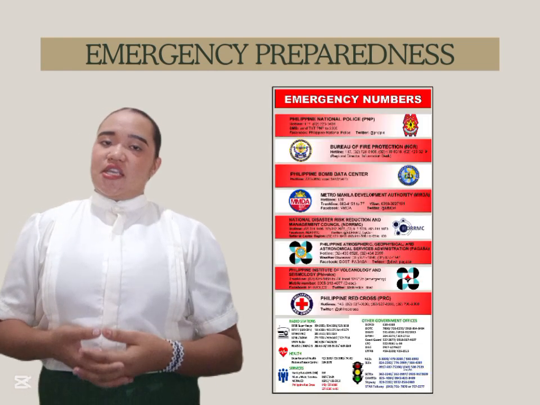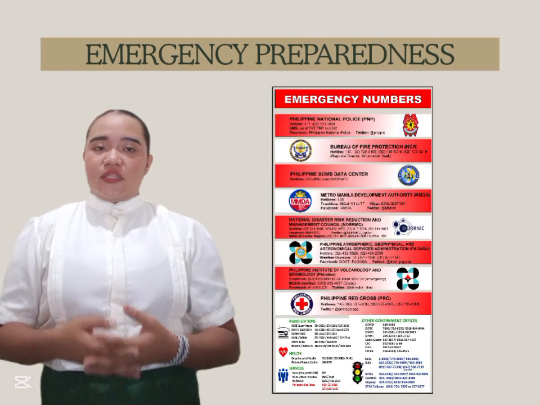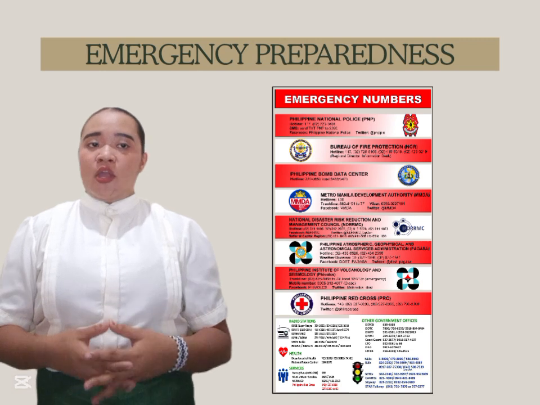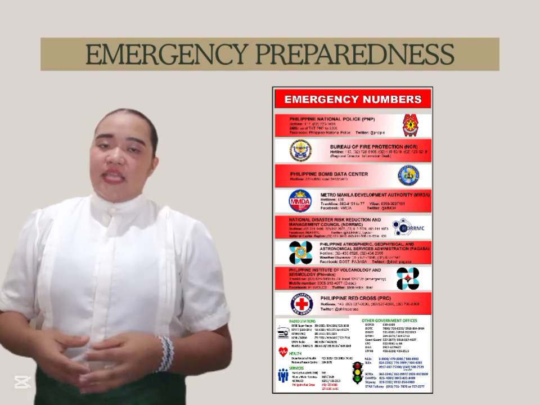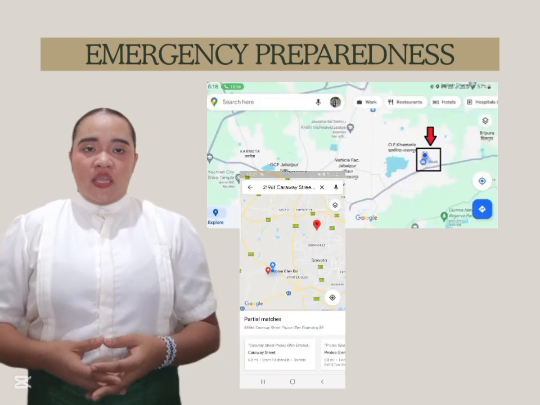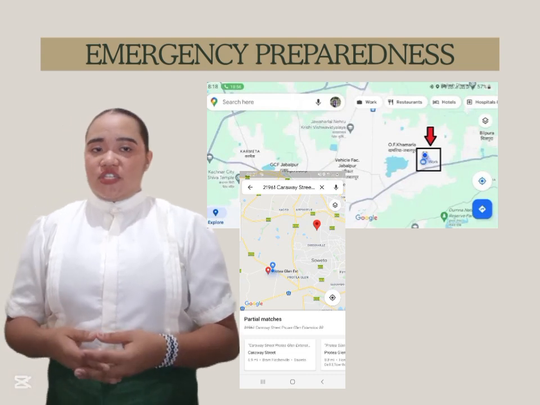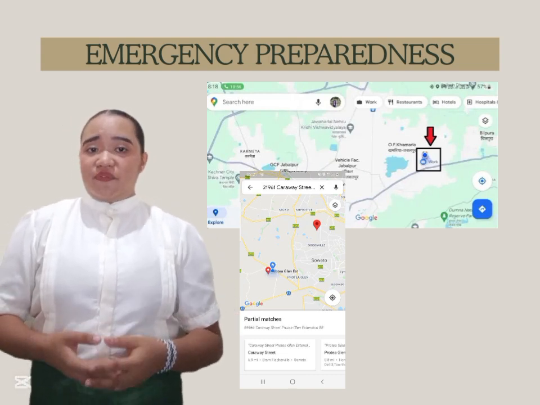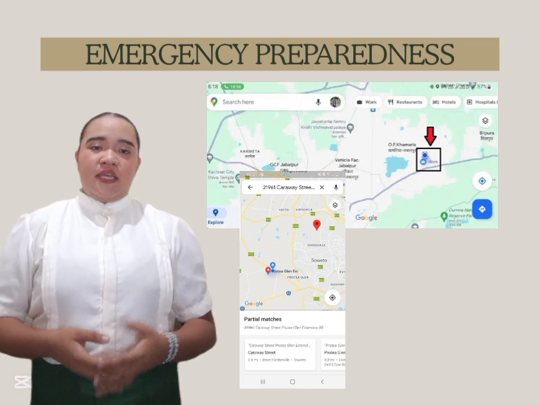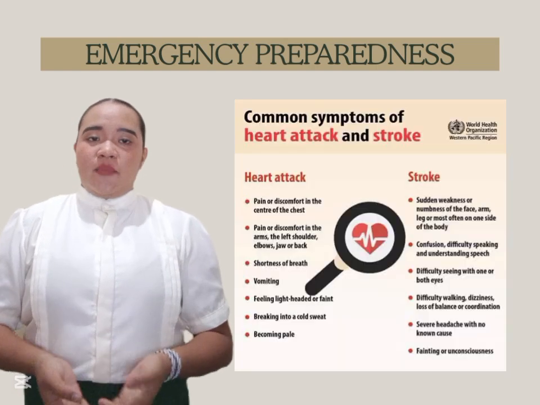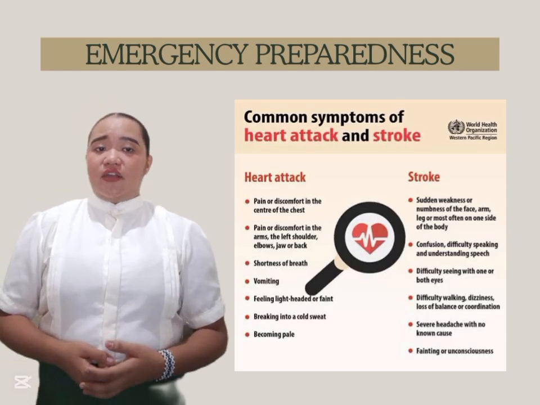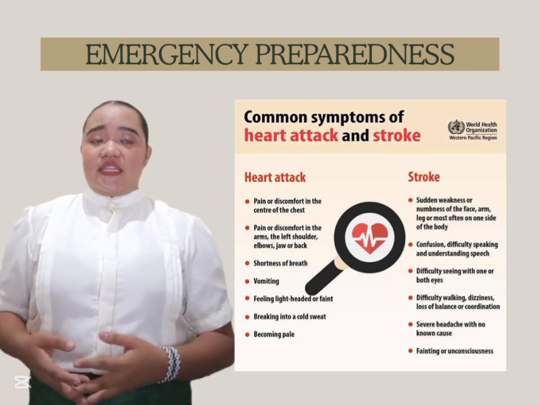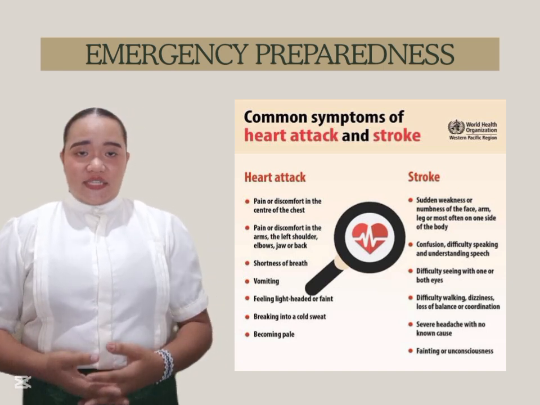Next is the emergency contacts. Always carry a phone with emergency contacts programmed or have them written down. Next is know your location. Be aware of your exact location, especially if exercising in unfamiliar areas, to provide to emergency services. Next one is the warning signs. Be able to recognize warning signs of serious conditions like heat stroke or heart attack.